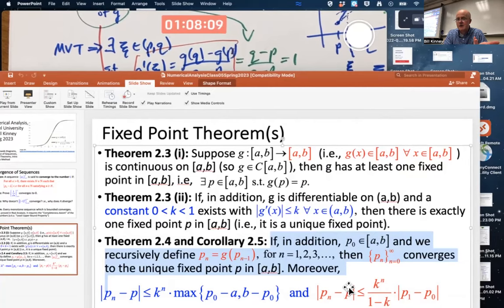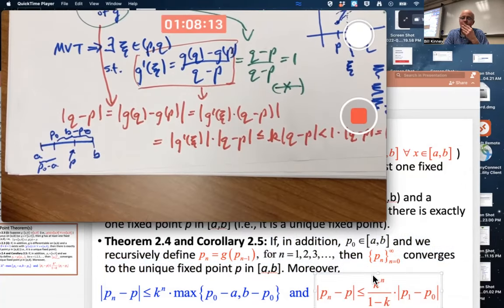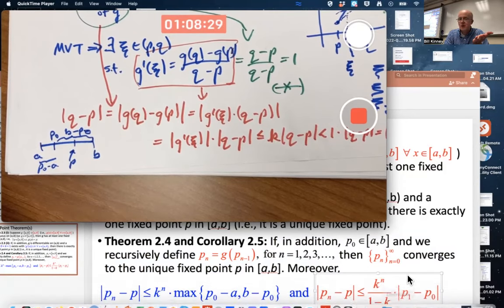This other inequality is true as well, though its proof is harder. You still involve a k to the n, but you also effectively have the distance between your initial guess, P0, and the first iteration of G, P1, divided by 1 minus k. Proof of this one's harder than the proof of this one.